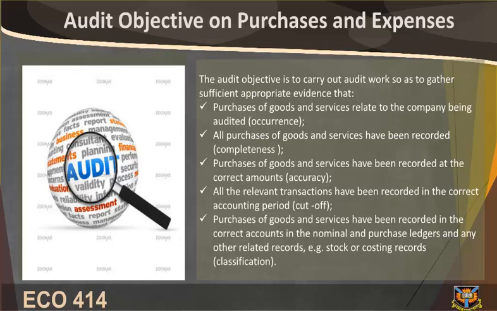Accuracy. All the relevant transactions have been recorded in the correct accounting period. Cutoff. Purchases of goods and services have been recorded in the correct amounts in the nominal and purchase ledgers and any other related records, for example, stock or costing records. Classification.